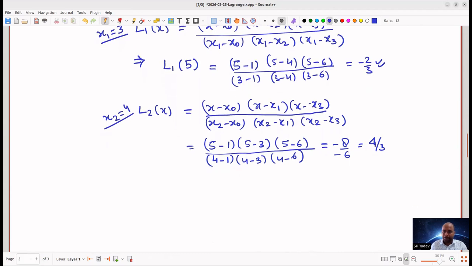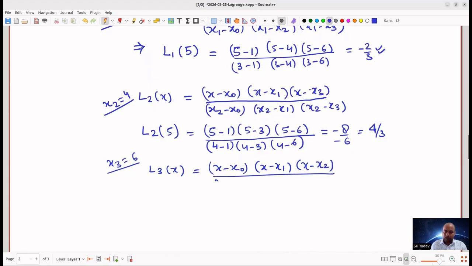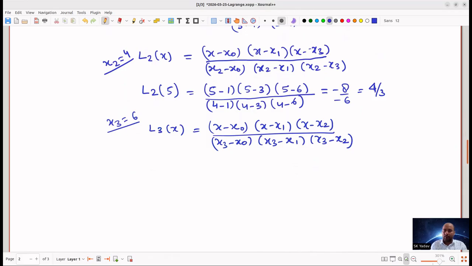Next, what I have, we compute for x3 equal to 6. So this factor is, here it is L2 5. So L3x first I will write as variable. So x minus x0, x minus x1, and x minus x2. Then x3 minus x0, x3 minus x1, and x3 minus x2. Now at x equal to 6, we can compute this.